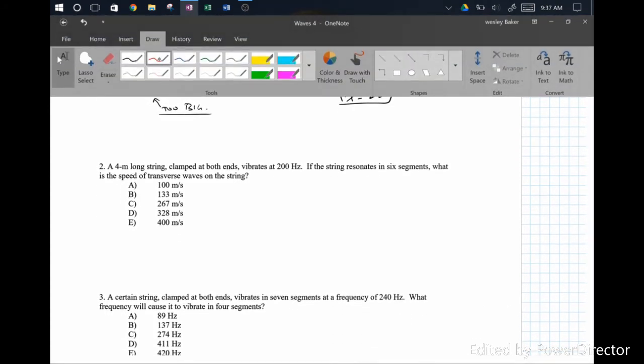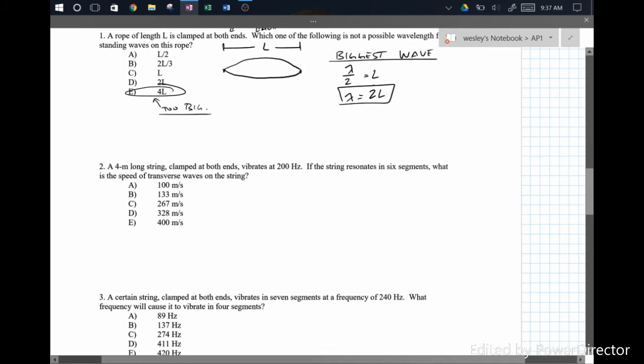We have another one that's clamped at both ends. It's vibrating at 200 hertz and it resonates in 6 segments. I want to know the speed of the waves. Speed is frequency times wavelength. So I know the frequency is 200 hertz. What I need is the wavelength. If I have 6 segments, each segment, each bump, is half of a wave. So there are 3 waves on this string.